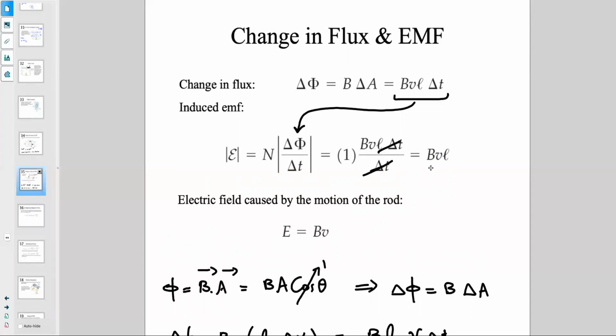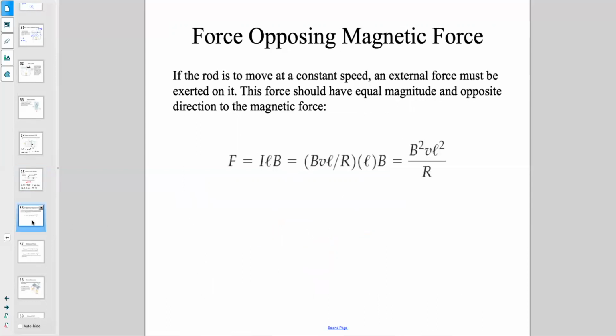Once you have that, so you have the B field and you have a rod moving, you can find the electric field. The electric field is just B times the velocity. So if I ask you in this type of question what the E field or electric field is, you have to be able to calculate that, because you have the velocity and the magnetic field. If the rod is to move at a constant speed, an external force must be exerted on it. This force should have equal magnitude and be in the opposite direction of the magnetic force.